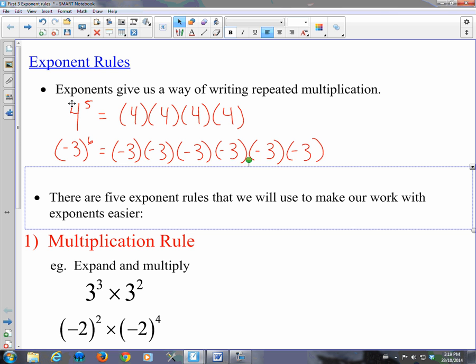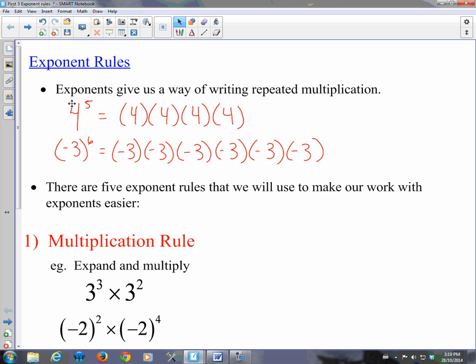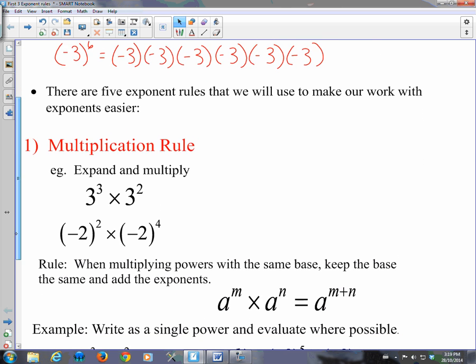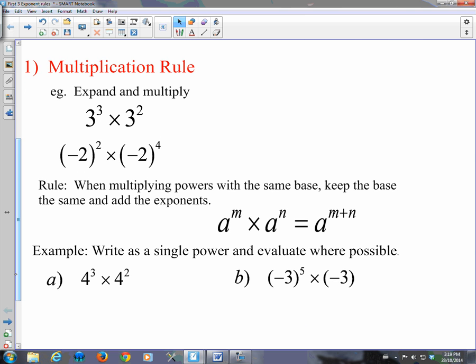There are 5 exponent rules that make using exponents much easier to do. They shorten and give us shortcuts. The first exponent rule is the multiplication rule.